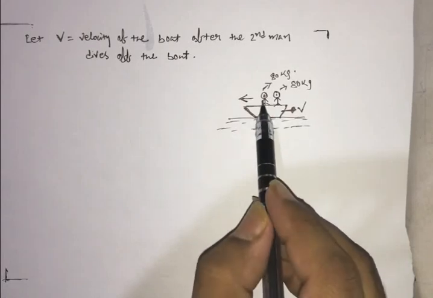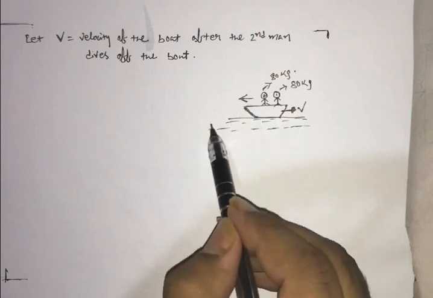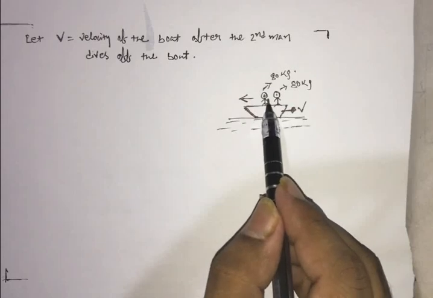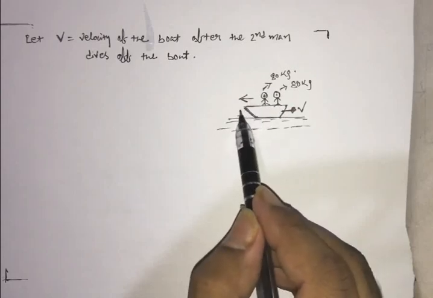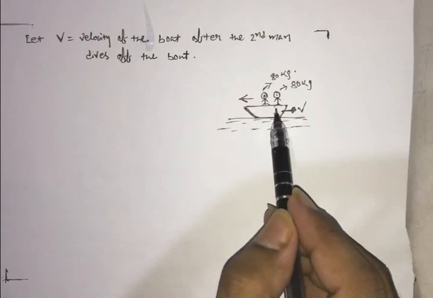So this person is running in this direction and will dive off the boat. After this person jumps, he gives momentum to the boat as well as to the second person who is still standing on the boat.